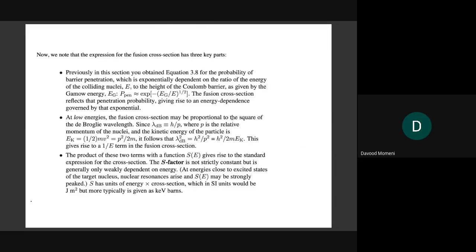The product of when the fusion reaction happened, there is a function we call the S factor. The S factor is a standard expression, and it is actually very difficult to find. But I just want to say that the S factor is weakly dependent on energy. I mean, if the energy increases very much, S doesn't change very much. So let's try to plot this function and see what's going on.